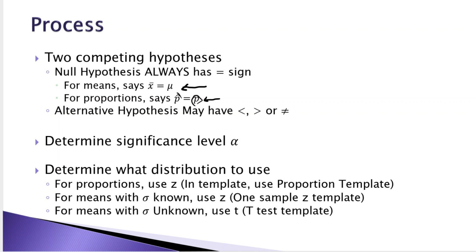The alternative hypothesis is going to say, no, that's not true. And it can have one of three forms. It can either say less than, that the sample mean is less than the population mean, or that our mean is larger than the population mean, or that it's not equal. This is called a two-tailed test.